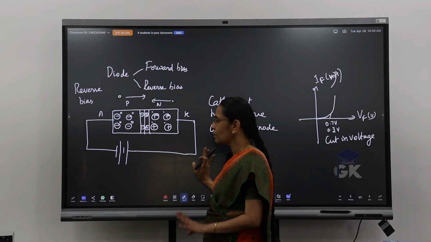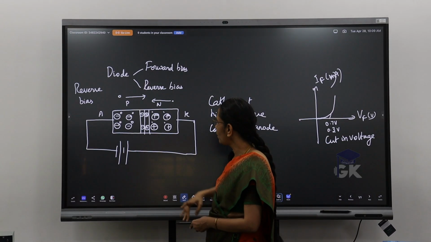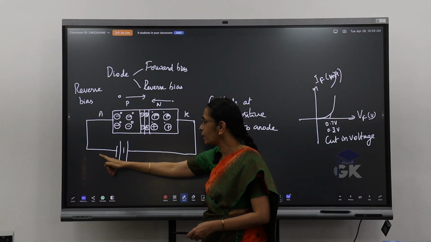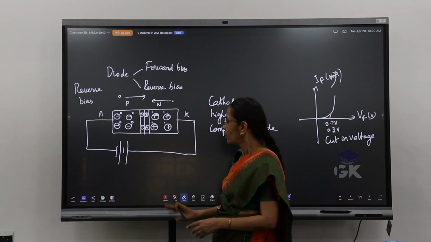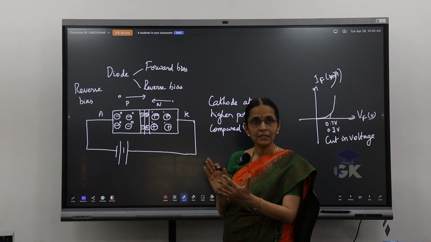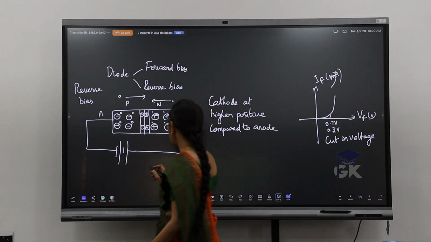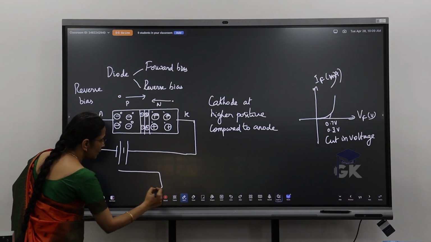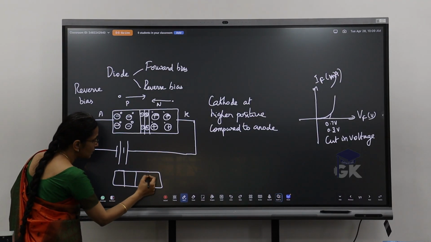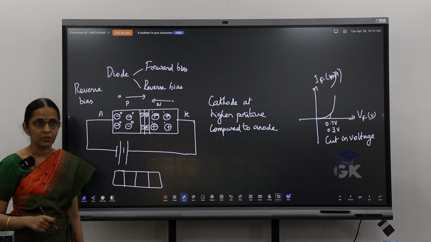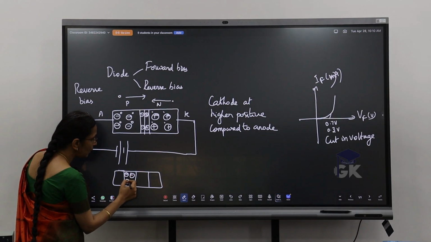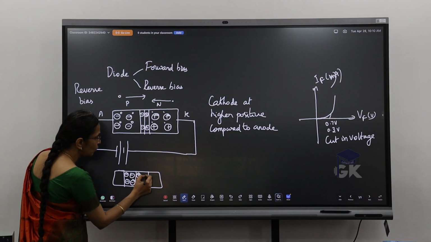Now I am applying a reverse bias in this fashion. So what's going to happen? This electron gets attracted towards this positive. The positive holes are getting attracted towards the negative. So what will happen to my depletion region as such? Widen. My depletion region will widen. That is one concept that we have to understand. The depletion region will widen compared to what it was earlier, in this fashion. So now this entire area is being occupied by the immobile ions.